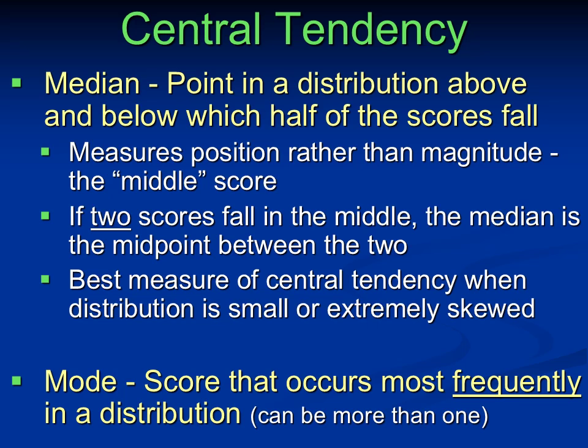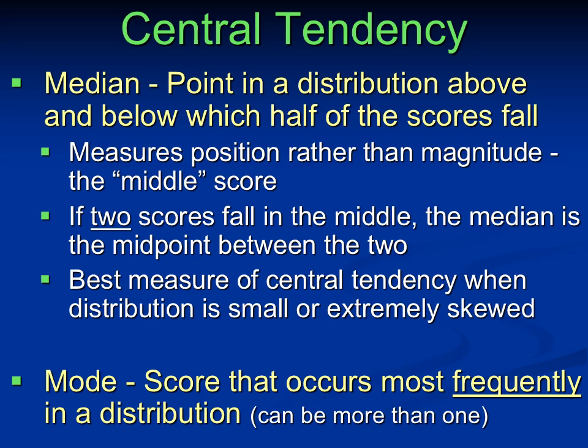Okay, so the next measure of central tendency that you read about is the median. That's the point in a distribution of data above and below which half of the scores fall, right? So the median just measures position rather than magnitude. It's just going to be the middle score. And if two scores happen to fall in the middle, which of course is going to happen every time you have an even number of scores, you just calculate the median there by taking the midpoint between those two middle scores. And as we just saw by the illustrations on mean, median is going to be the best measure of central tendency if your distribution is small or if it's very, very skewed.